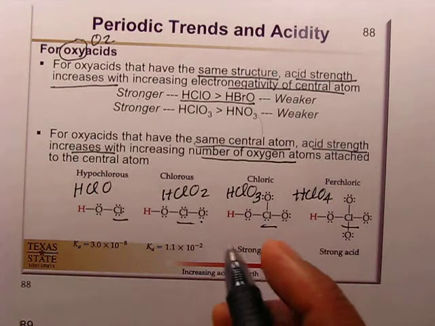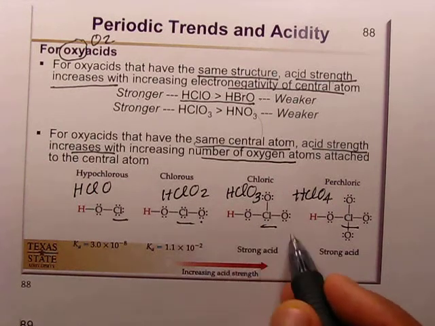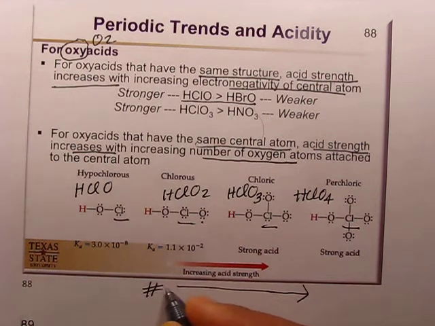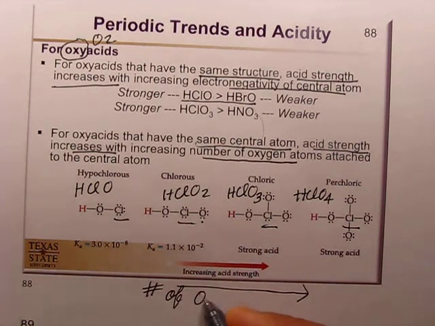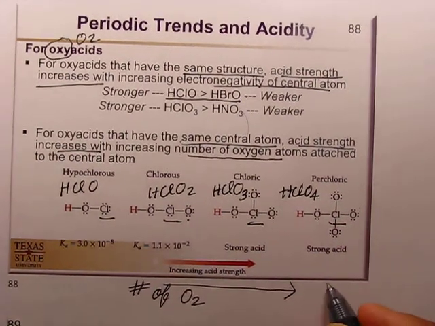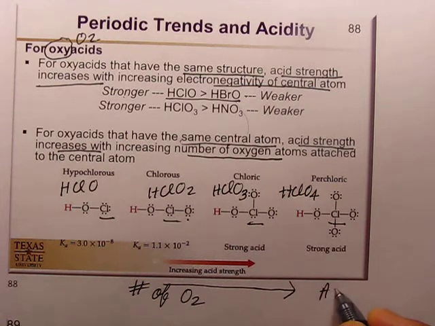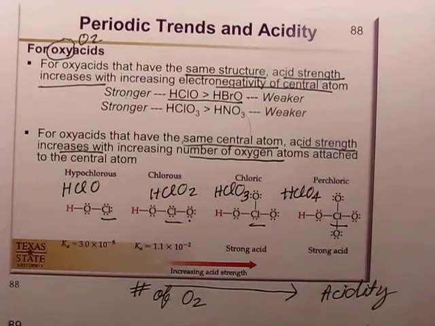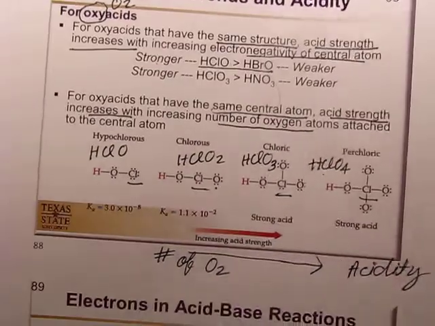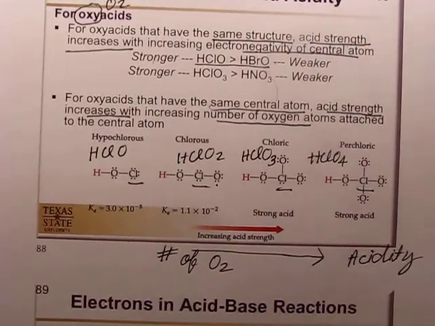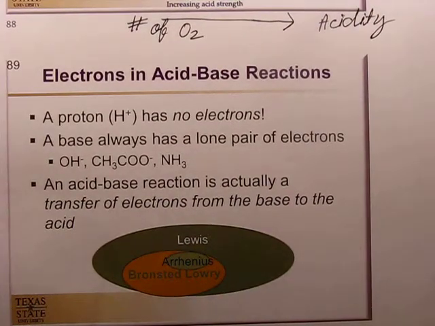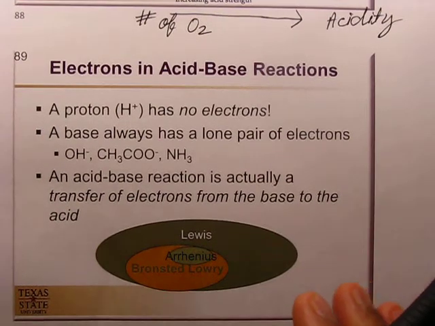So as we increase the number of oxygen atoms, acidity also increases. So these are some periodic trends about the oxy acids. And let's see the next part, where we summarize the acid base reactions.